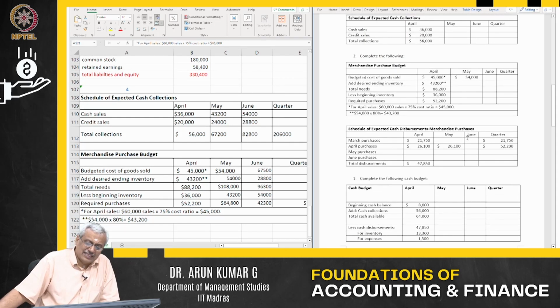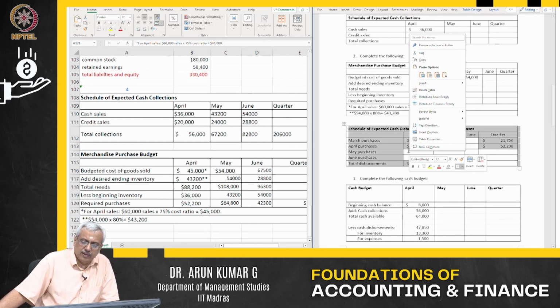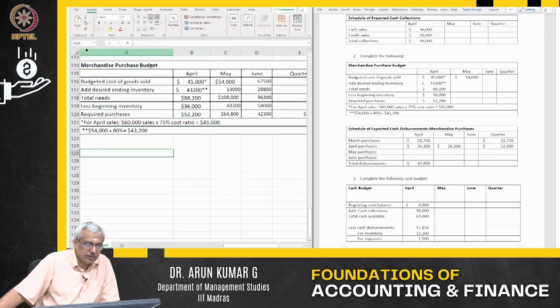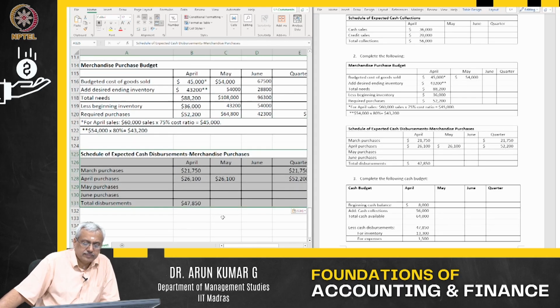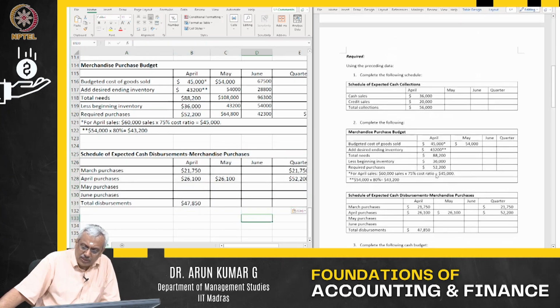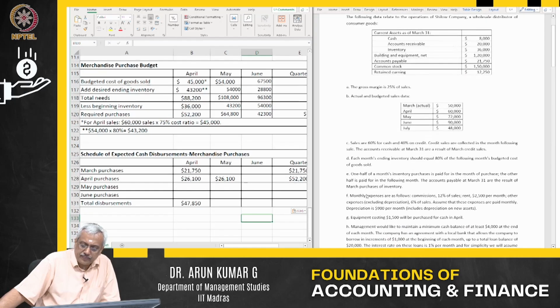Schedule of expected cash disbursement on merchandise budget. Now let's again take this. I'm just going to fill this up here. Now let's go to the disbursements part of it. 1/2 of the month's inventory is paid for in the month of purchase. The other half is paid in the following month.